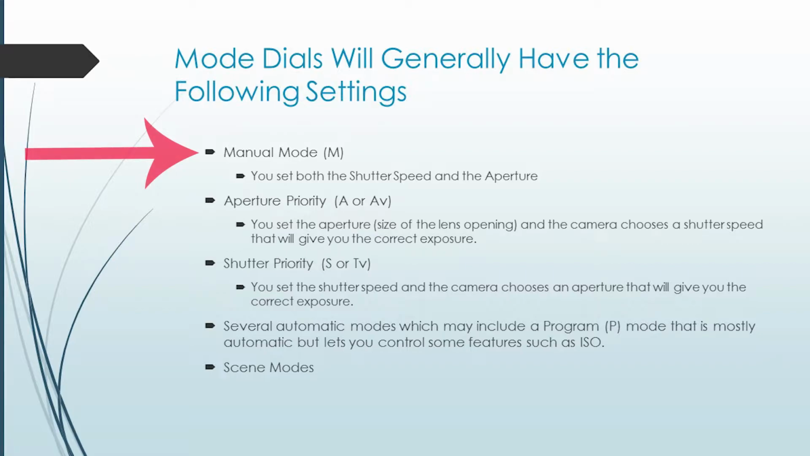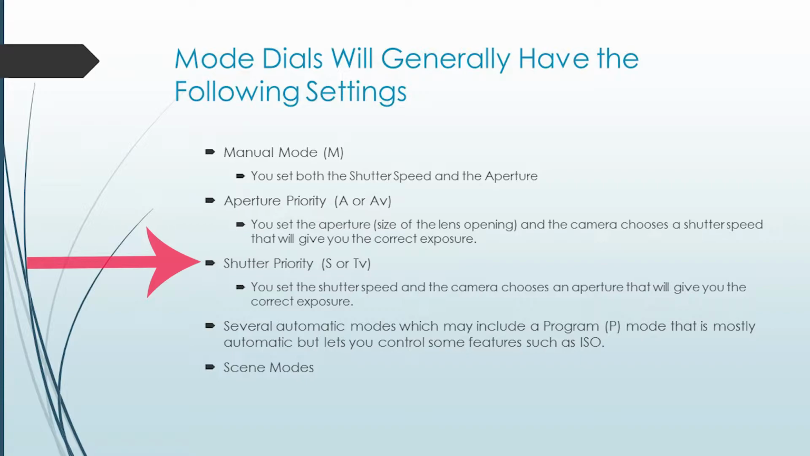They'll have an M, which means manual mode, and in manual mode you set both your shutter speed and your aperture. They'll have an A for aperture priority. The aperture is the lens opening, and it controls the amount of light that comes in and hits the sensor. In aperture priority, you set the aperture and the camera chooses a shutter speed that'll give you the correct exposure.